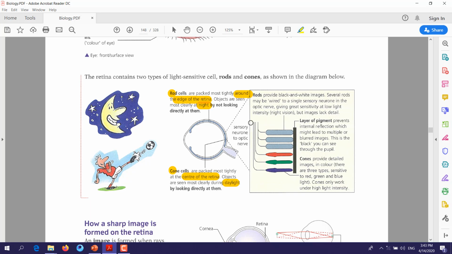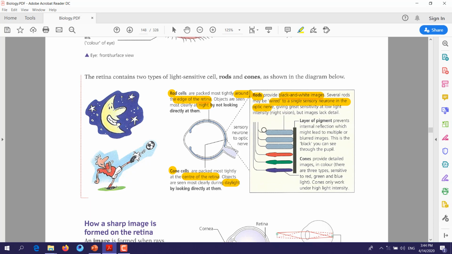Here is another difference between rod and cone. Rods, what do we use them for? To see objects when it's dark or at night. So rods provide black and white images. Several rods may be wired to a single sensory neuron in the optic nerve.